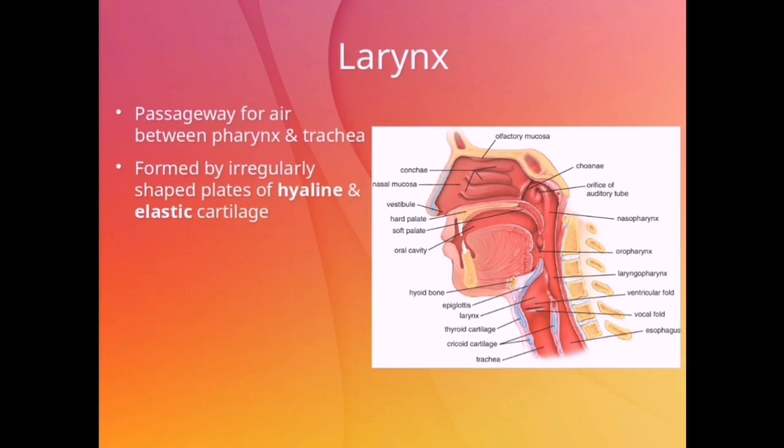Now let us look at the larynx. So the larynx, this is the passageway of air between the pharynx and the trachea. So specifically, this is our larynx. Because just inferior to this part, the trachea begins. So the larynx is formed by irregularly shaped plates of both hyaline and elastic cartilages. So we have the thyroid cartilages, the cricoid cartilages, the arytenoid cartilages, and more other cartilages forming this.